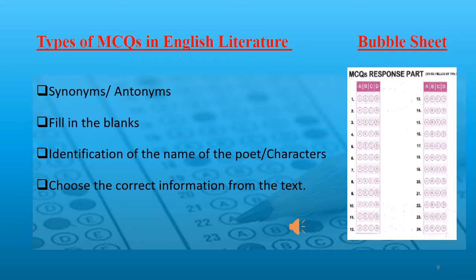You can see I have given a bubble sheet here with 20 digits. Every digit contains 4 bubbles: A, B, C, D. Students, whatever bubble or letter you think is correct in the objective paper, you have to fill that bubble with ink. Be careful to fill the bubble completely and properly.